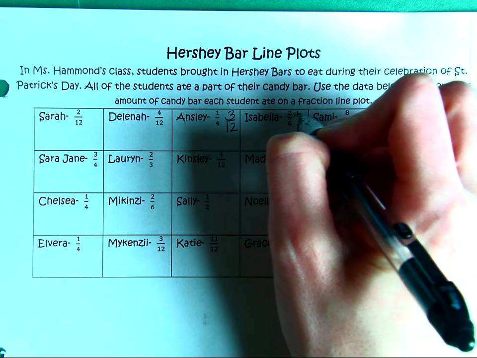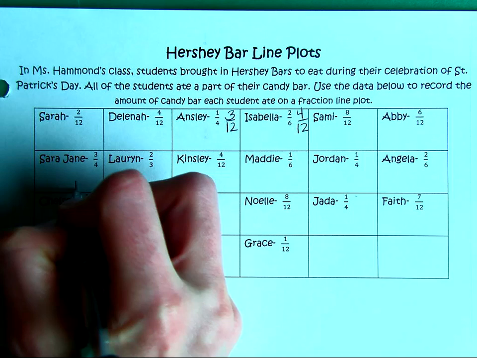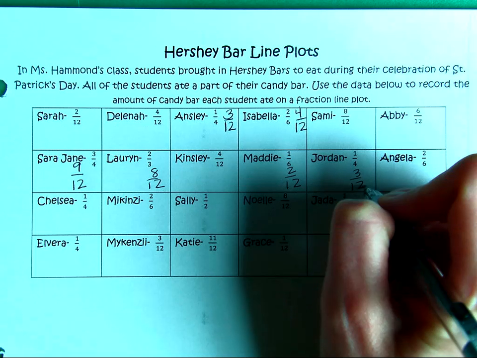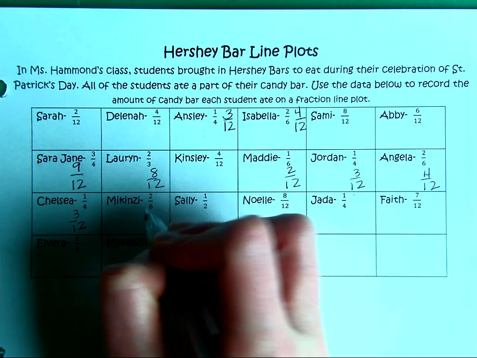Sammy already has a denominator of 12, so does Abby. Sarah Jane's needs to be converted, and it would be 9 twelfths. Lauren's also needs to be converted. It would be 8 twelfths. Kinsley's is 4 twelfths. Maddie's needs to be converted. It is 2 twelfths. Jordan's also needs to be converted. It is 3 twelfths. Angela's needs to be converted. It will be 4 twelfths. Chelsea's should be 3 twelfths. Mackenzie's should be 4 twelfths.